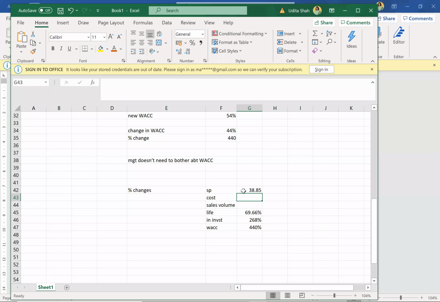Okay, then sales volume is 72.84 and cost is 83.25. All of them are in percent, right? All of them are in percent. This is percent, this is also percent, and this is also percent.